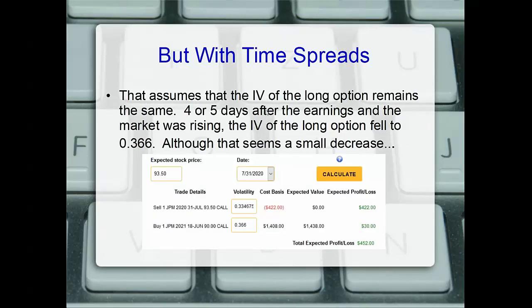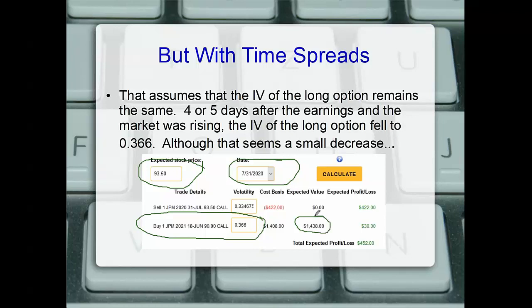But this again assumes that the implied volatility of the long option remains the same. 4 to 5 days after that earnings on July 14th, the market was also rising and things were calming down a little bit. The IV of the long option fell to 0.366. Does that seem like a big decrease? No. But look at the effect it would have on that leap call. From 0.4203 to 0.366, if the stock was trading at 93.50 on July 31st, the option wouldn't be worth $1,600. It'd only be worth $1,438.